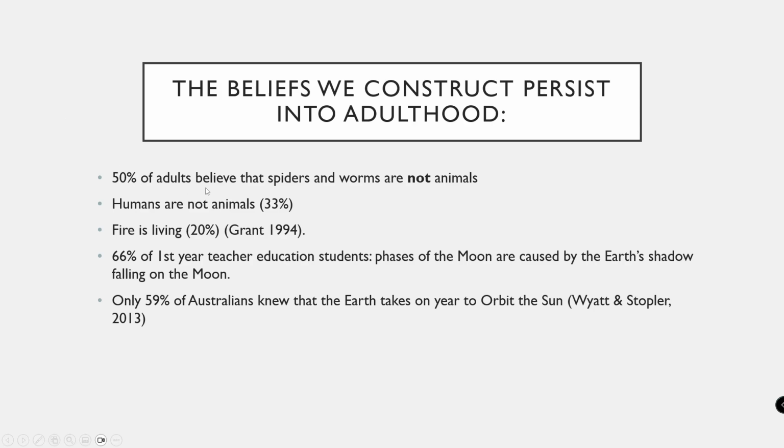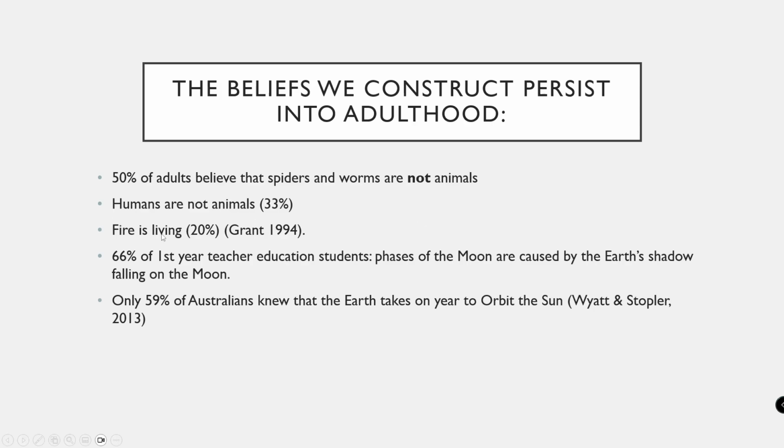But 50% of adults believe that spiders and worms are not animals. No idea why that is. Probably a classification error, and their classification skills weren't robustly developed in school. That humans are not animals, that we're somehow different to animals, even though functionally a lot of our core features are the same with regard to respiration, intake of food, reproduction, and phases of life and those sorts of things.